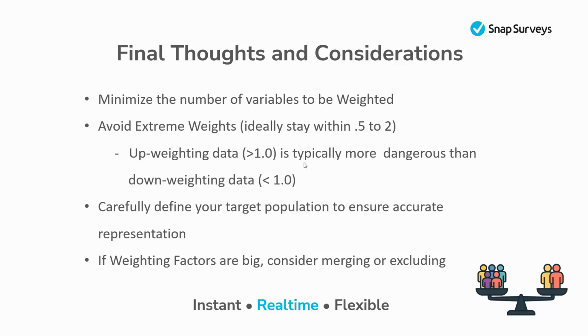If your weighting factors are too big, then you might need to consider combining groups or just removing variables from the rim weight. By combining groups, I mean maybe combining the under 18s with the 18 to 25 group to create a sort of under 25 group, rather than massively increasing the few under 18s that did respond.